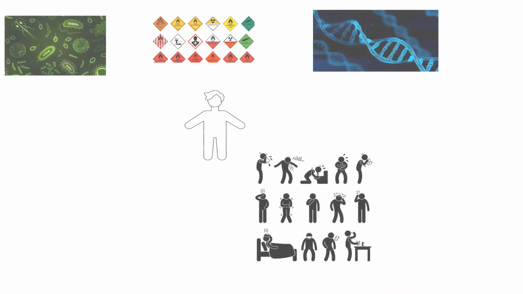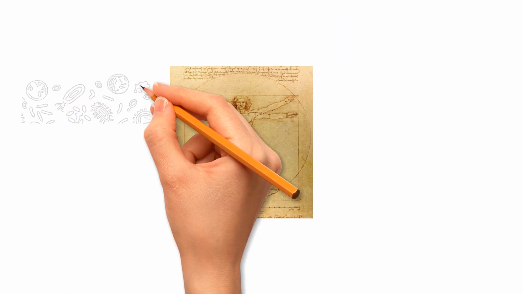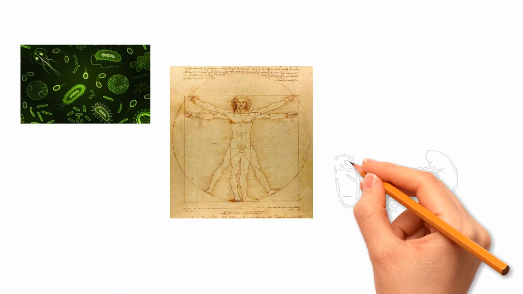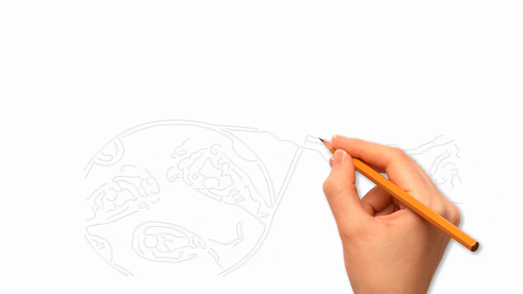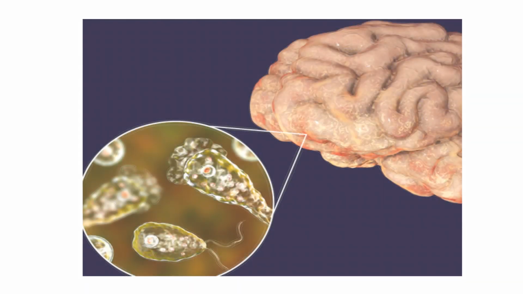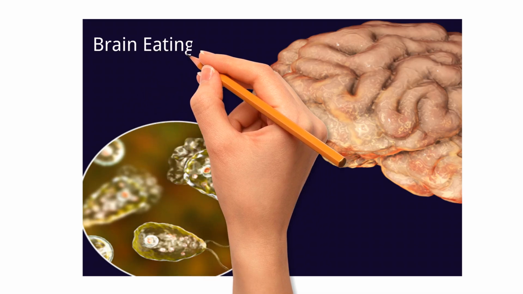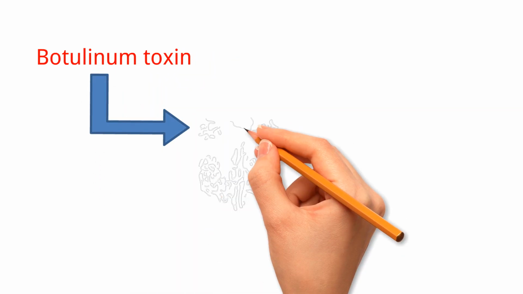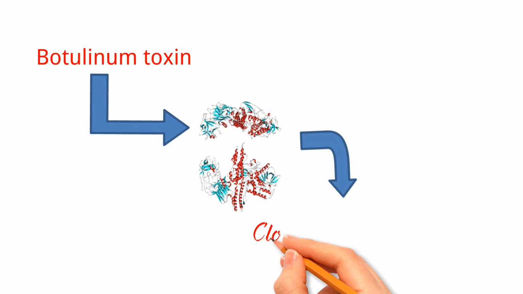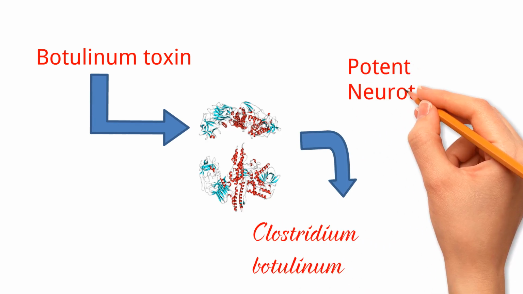When microorganisms gain access into the body, they compete with the body cells for nutrients. Some microbes feed on the body cells, while others modify the functions of the body. The metabolic byproducts of some of the microbes inside the body may interfere with the normal biological process. For example, the botulinum toxin produced by Clostridium botulinum, which is a potent neurotoxin.